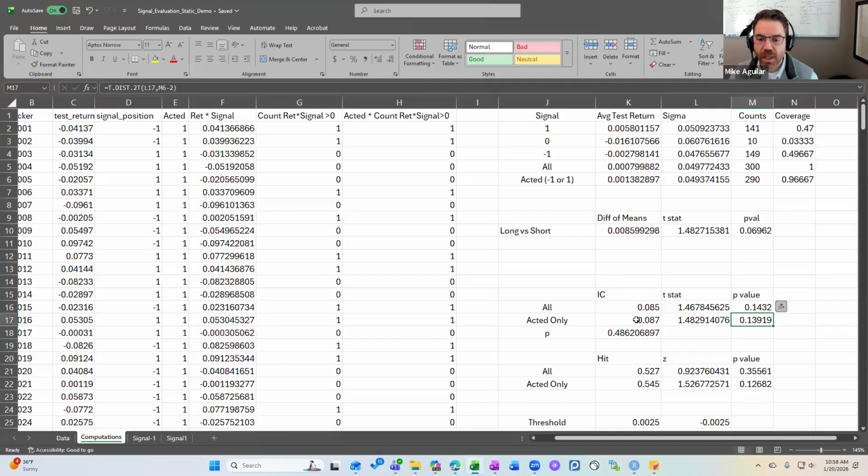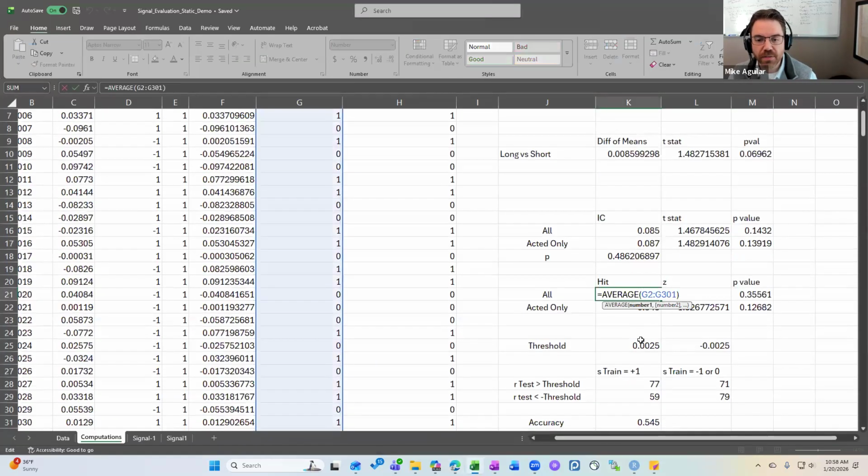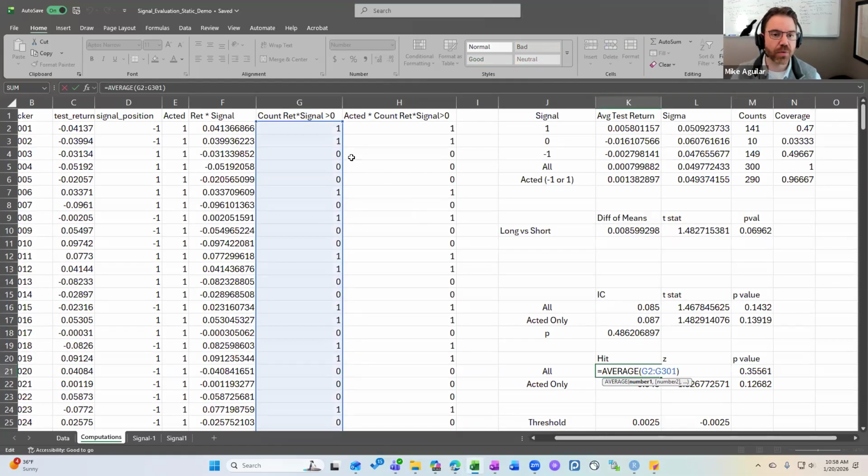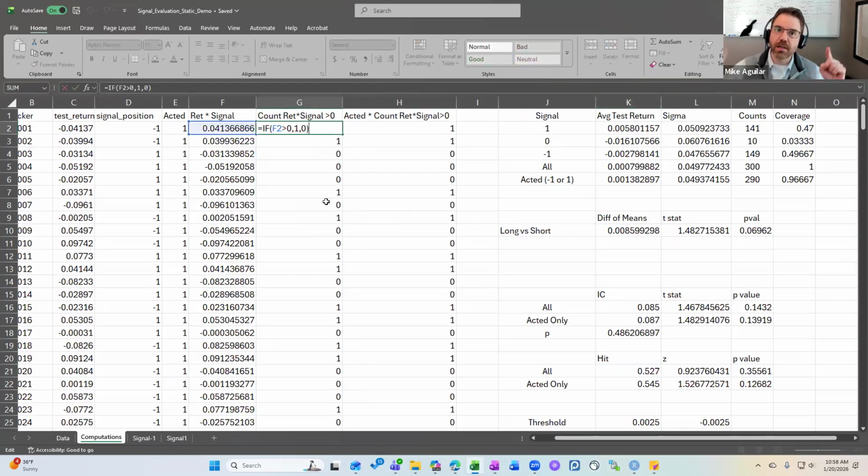So let's construct the hit rate. In Excel, it's the average of column G. What is column G? Okay, so in column G, let's go over here. I did a conditional statement on column F. What's column F? In column F, I multiplied the test return and the signal, just like in the slides, right? So go ahead and multiply those two. If they're of the same sign, then column F should be positive, give me a 1. If not, give me a 0.